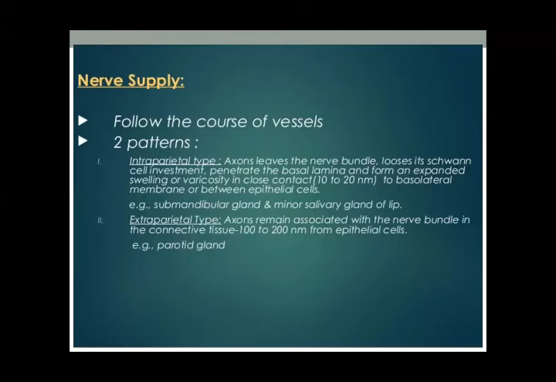Second is the extraparenchymal type. Axons remain associated with the nerve bundle in the connective tissue, 100 to 200 nanometers from epithelial cells. For example, the parotid gland.